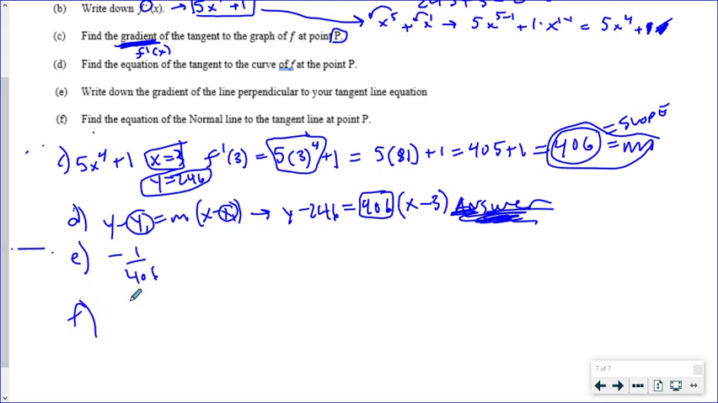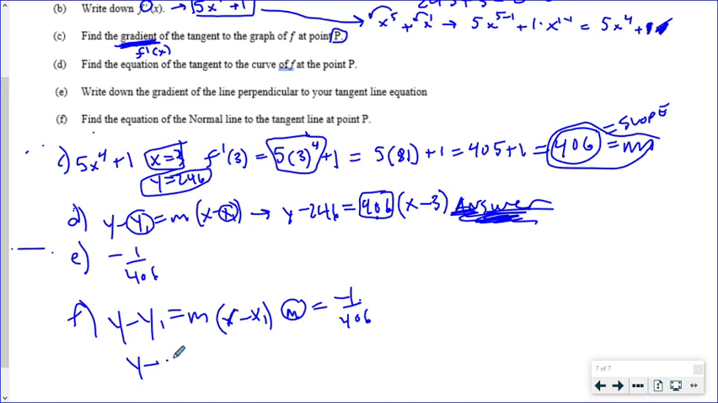Find the equation of the normal line. So again, not hard. I'm using this again. This is in your formula booklet, just in case you didn't know. All right, so now my new slope is equal to -1/406. I'm just going to replace this number with this number. So now I have y minus my y1, which was 246, equals, now my new slope, -1/406, times x minus 3. There you go. That's it.